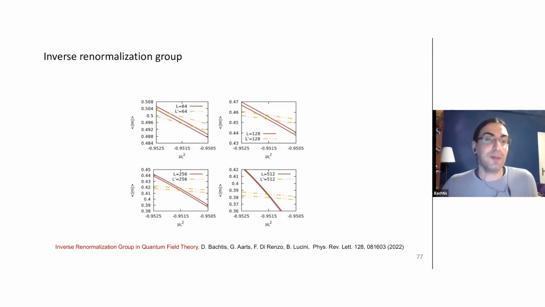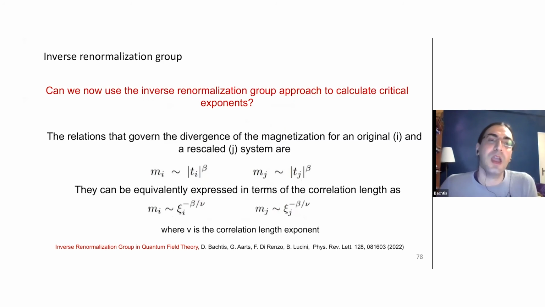In fact, one does not want to simulate the original systems, because if we simulated the original systems for all of these lattice sizes, we would still have the critical slowing down effect. So we can still calculate whatever quantity we want without simulating the original system. The expressions that give the divergence of the magnetization for an original and a rescaled system are given right here, and this can be equivalently expressed in terms of the correlation length.